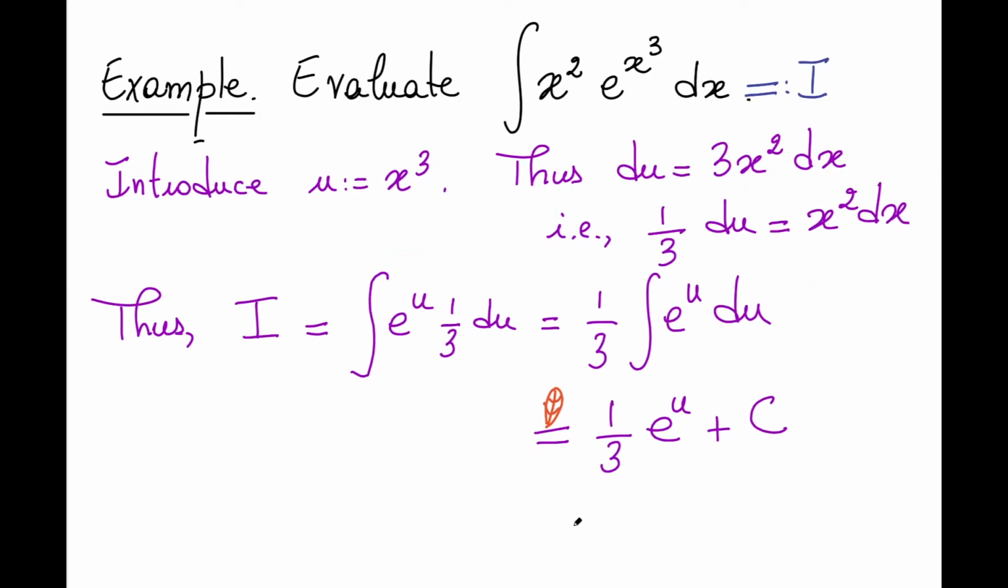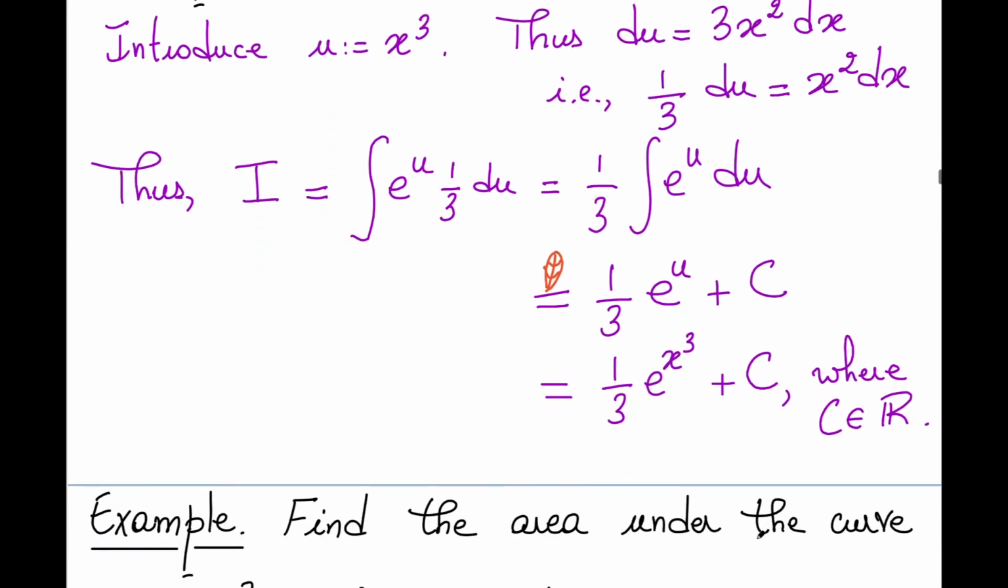And this is then equal to 1/3. I have to give back the answer in terms of the variable given, which was x. It suffices to just replace u by x cubed. This is our auxiliary variable, and that is x cubed. So that becomes e to the power x cubed plus c, where c is an arbitrary constant.